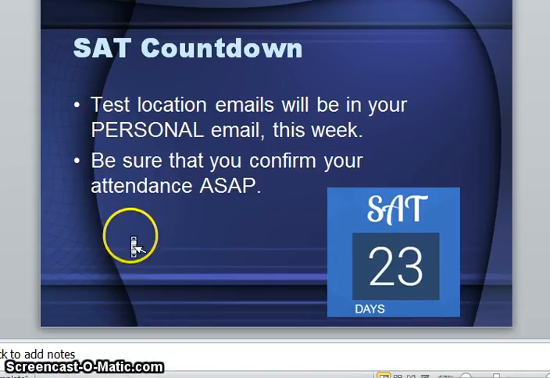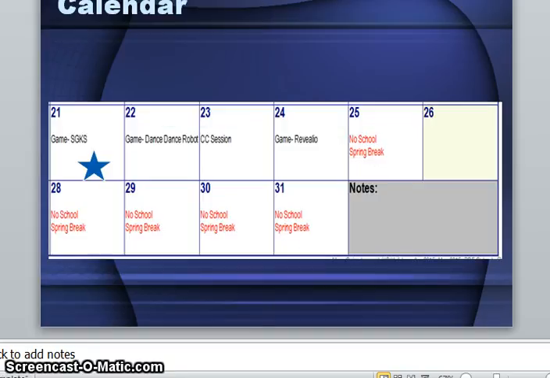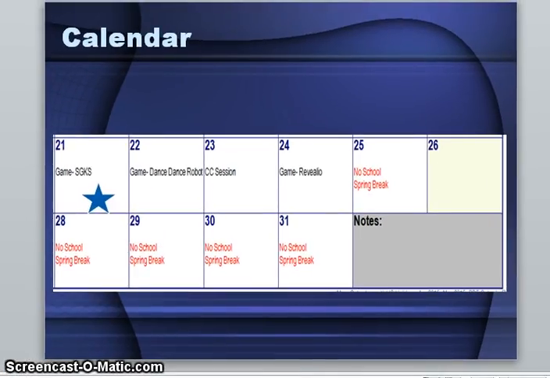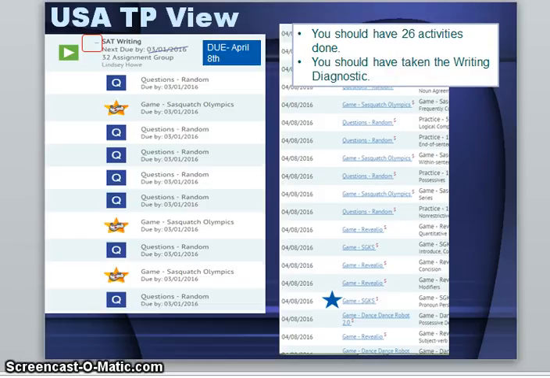Let me move this. Next thing, let me move the calendar. So we're really fast approaching the end of USA Test Prep. This is the calendar. Today's the 21st. Today you should be working on the SGKS game. You should be 26 activities into the lessons, so you'll be working on this game right here. And remember that you have until April 8th to actually complete the USA Test Prep SAT writing portion.